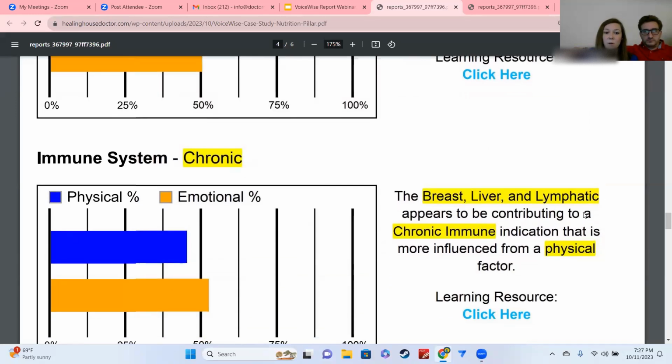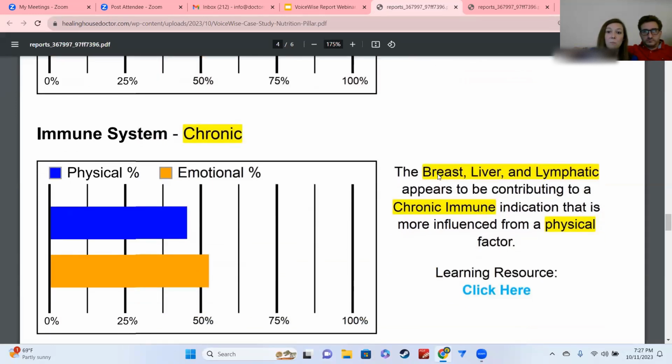And then immune system also came up as needing support in the breast, the liver, and lymphatic. Your lymph is part of your immune system. Lymphatic refers most often to the fluid that carries waste out of the body. And the breasts are lymphatic tissue, so they're also involved. These are all involved in detox. So all this stuff is involved in removing toxicity from the body. And that's why her immune system came up, because there are too many toxins mucking up the immune system and it can't perform its job as well.